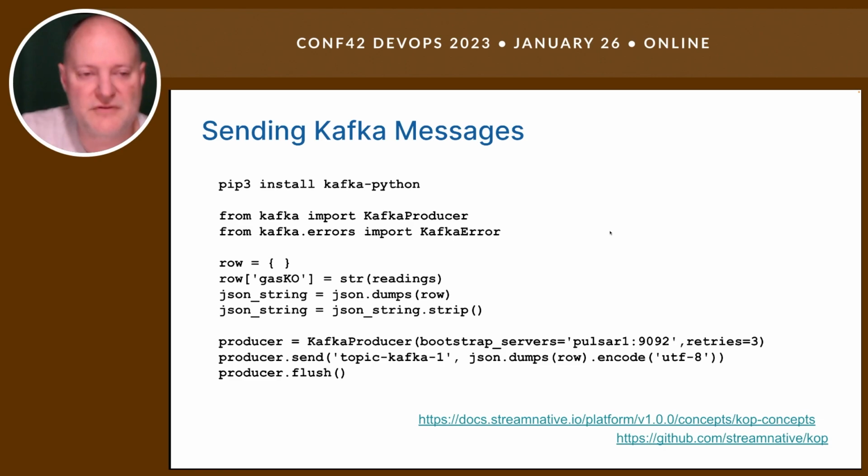If you want to use a Kafka library, use that Kafka Python library that's out there in the open source, nothing specific to Pulsar. Again, send my JSON over there. Use any of the standard Kafka. We're just pointing to Pulsar now.